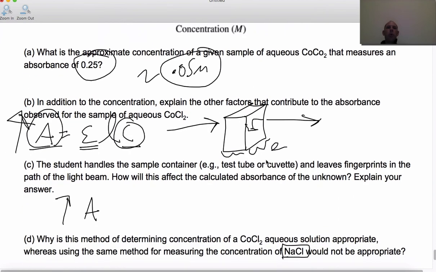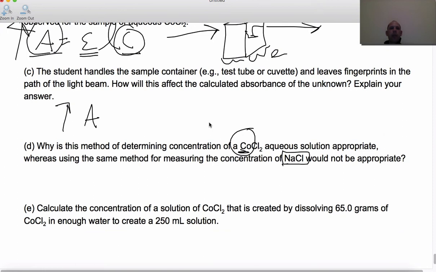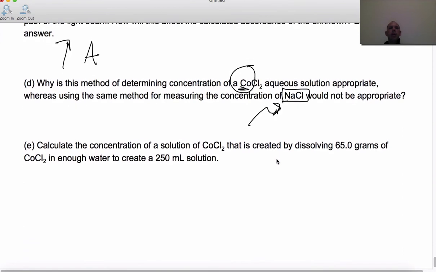And we know that only transition metal ionic compounds, like ionic compounds that contain copper or cobalt or silver or lead, or, I mean, those aren't good examples, like manganese or cadmium or things like that, chromium, those are things that are very colored. And we would use a different method for calculating the concentration of something like NaCl that was not colored.